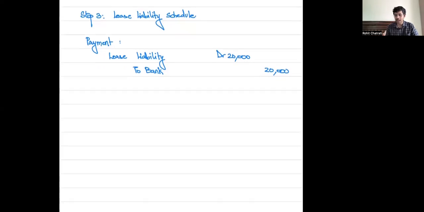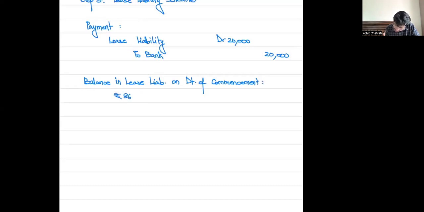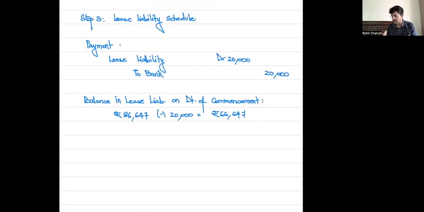If you think of it, after this payment is done, the lease liability in the books will be 86,647. Let me just plot it. The balance in lease liability on date of commencement will be 86,647 less 20,000, which is equal to 66,647. Let me see if I've taken the numbers correctly. Yeah, 86,647 less 20,000, which is equal to 66,000.